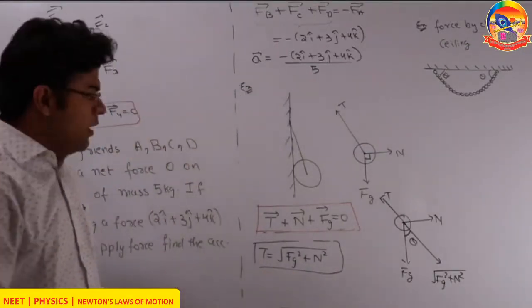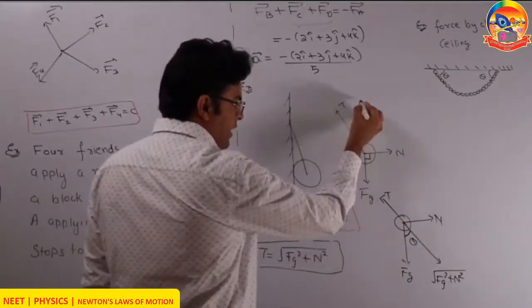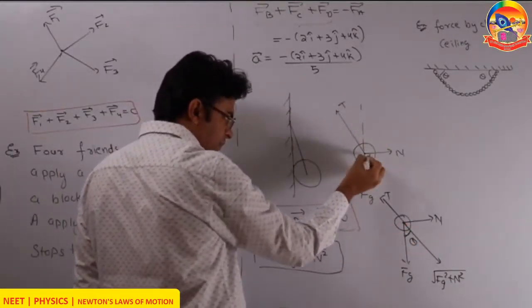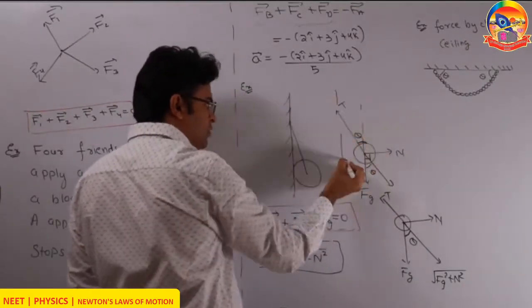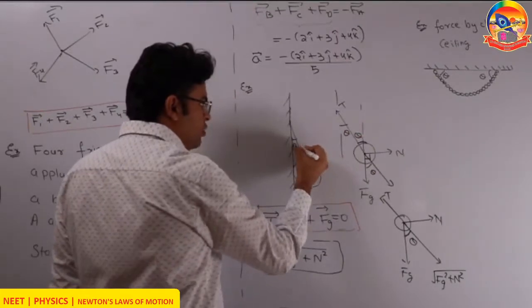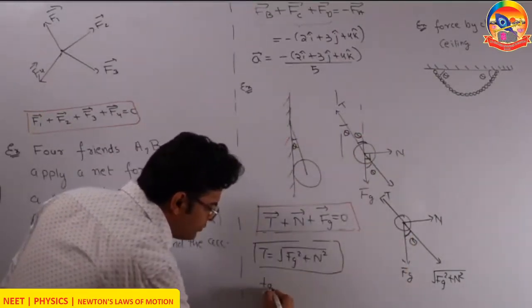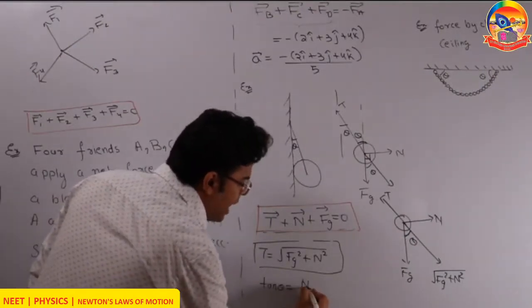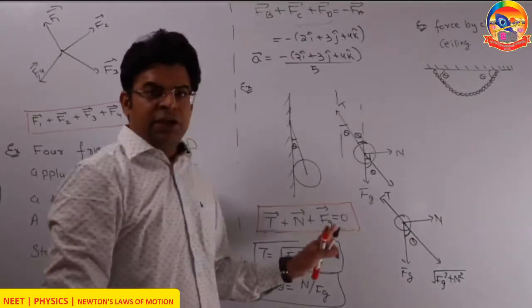Okay. Third thing, let's say the resultant makes some angle theta here. So this angle also has to be theta. So you will say that, looking here kids, tan theta has to equal N by the force of gravity. So normal by mg. These are the three things we can do.